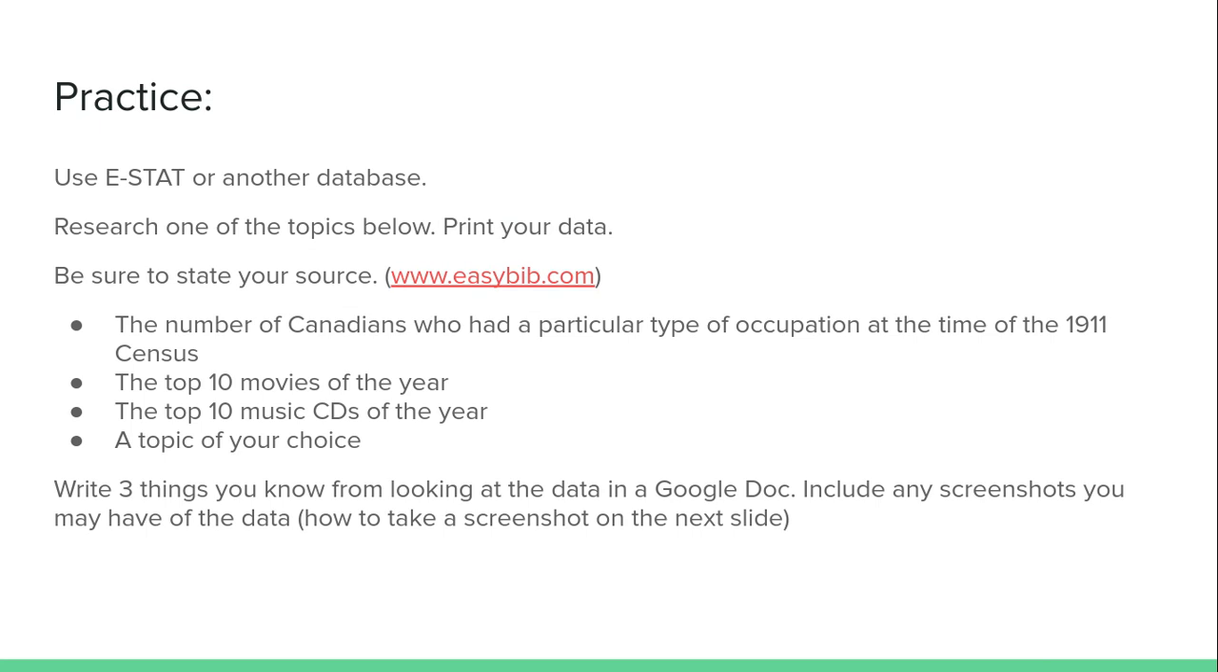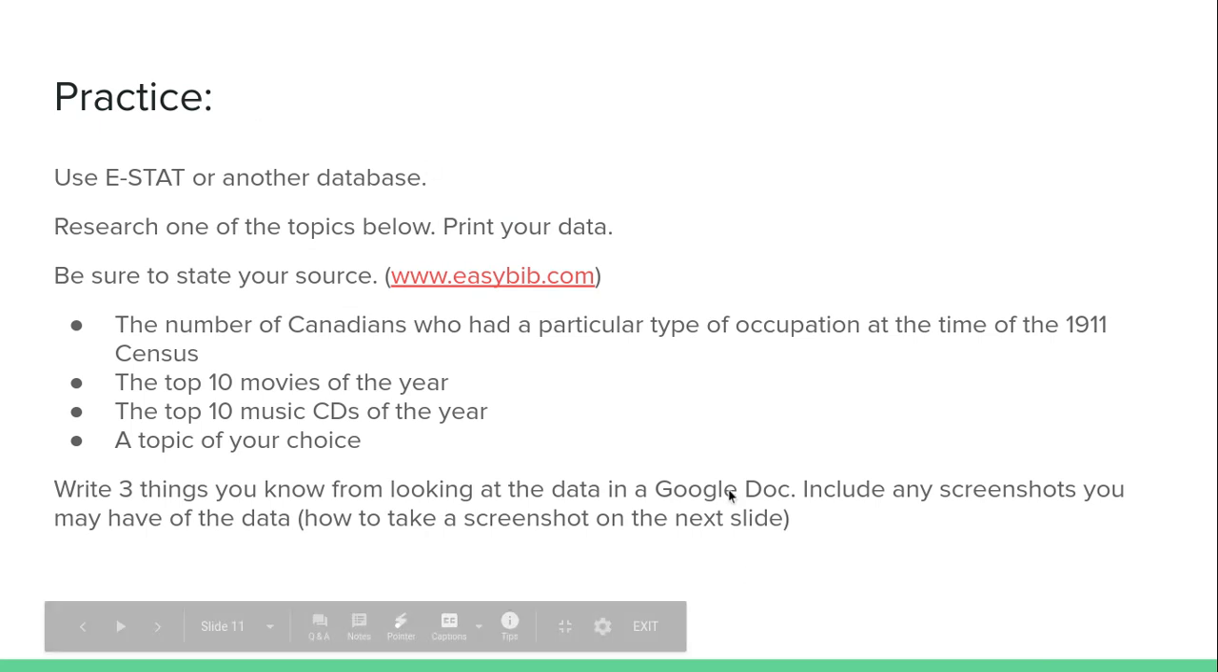So you want to find the number of Canadians who had a particular type of occupation at the time of the 1911 census, the top 10 movies of the year, the top 10 music CDs of the year, and then a topic of your choice. So write 3 things you know from looking at the data in a Google Doc. Include any screenshots you may have of the data. And I included how to take a screenshot on the next page. So I'll give you a second if you want to pause here. You can pause.